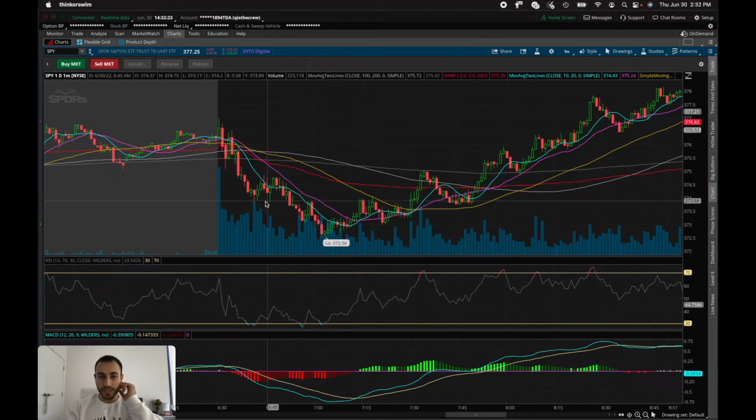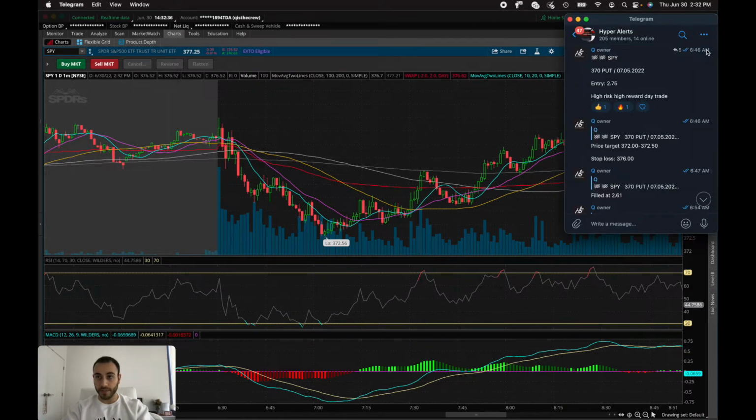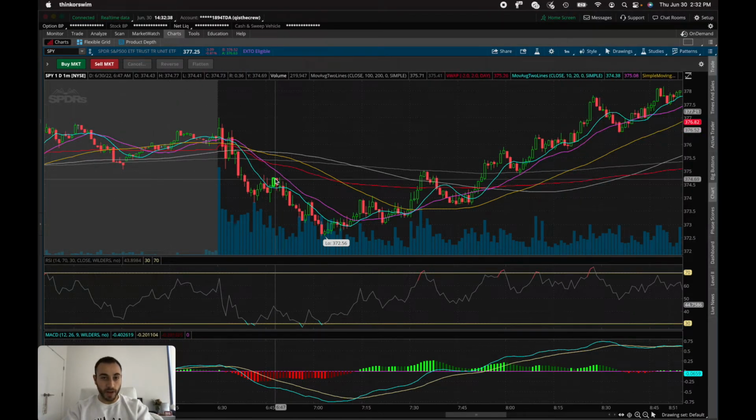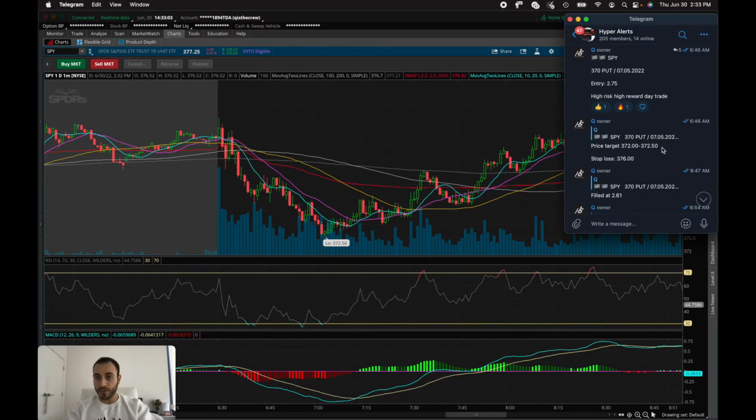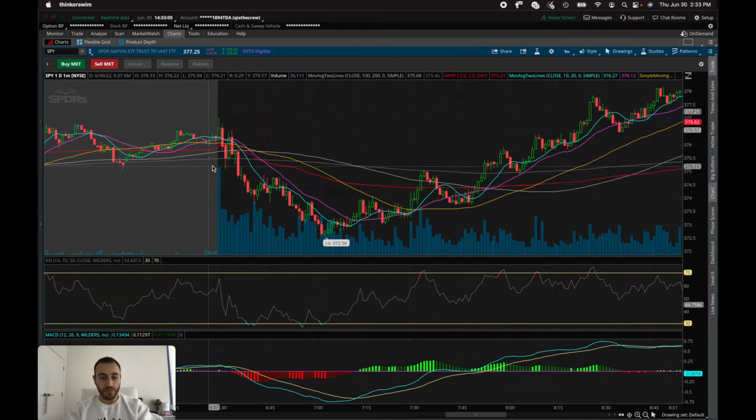So at 6:46 a.m., rather than chasing the downtrend down, we waited for a bounce, and as soon as we got above the 10-day moving average, we entered a short setup, which was our put setup. We entered it right over here and used a stop loss near high of day. You can see that just a few minutes later, our price target was 372 to 372.50. A few minutes later, it consolidated, and then finally it fell, broke the low of day, and kept on falling to 372.50.